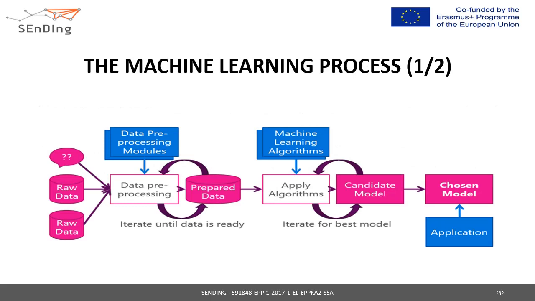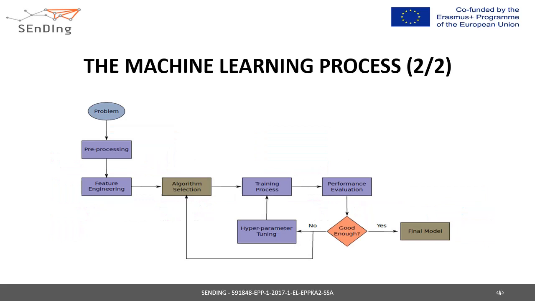Here we can see the main process of machine learning. And here is the analysis of the main stages of machine learning procedures. We will explain in the following the workflow of each part.